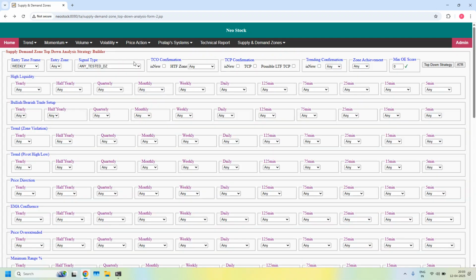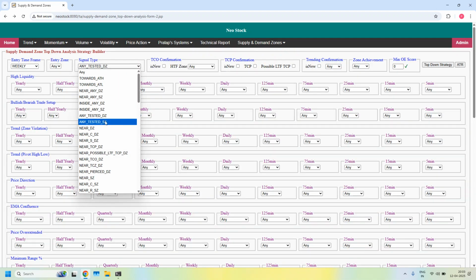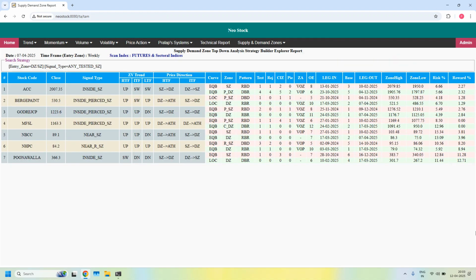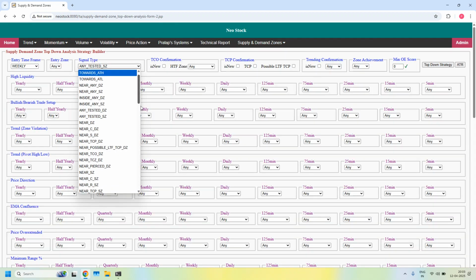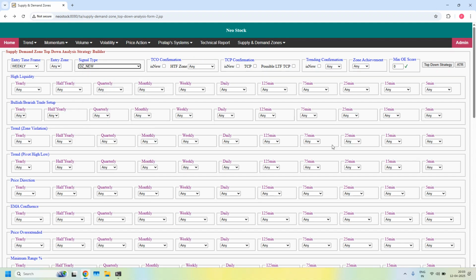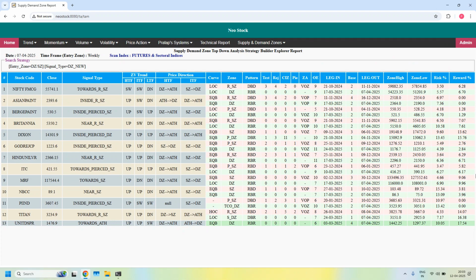Next, let us look into the stocks having tested weekly supply zones. So these 7 stocks having supply zones are tested during this week. Okay. Next, we will look into newly created zones during this week. First, let us find the stocks having newly created weekly demand zones. 13 stocks. These 13 stocks are having newly created weekly demand zones.